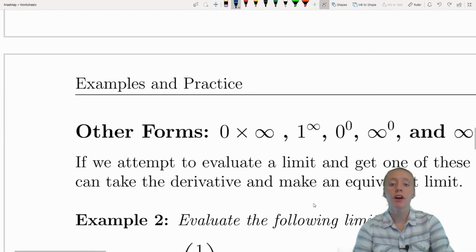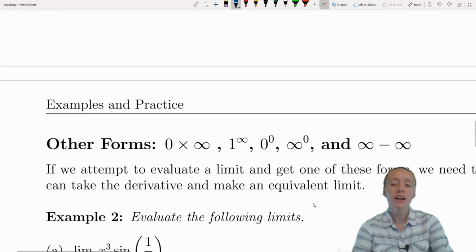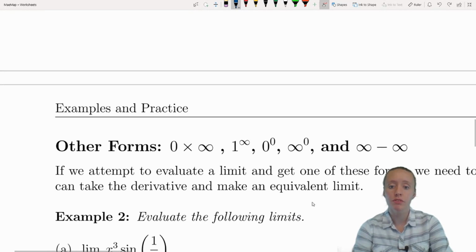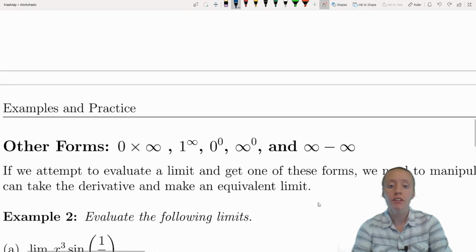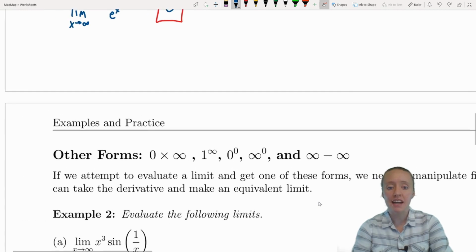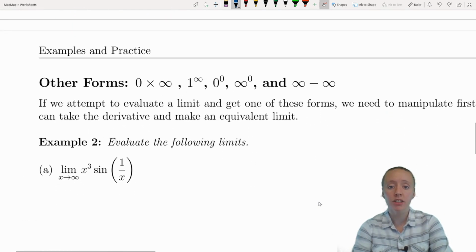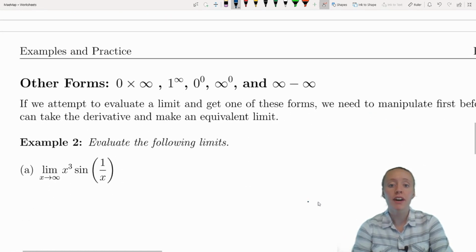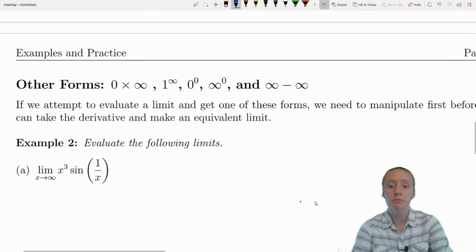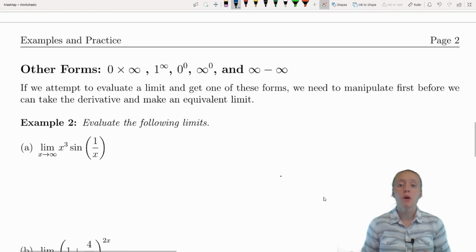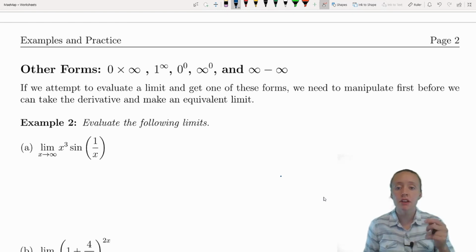Next, we're going to talk about other forms. A lot of times we might not get infinity over infinity or 0 over 0 right off the bat, but we need that in order to evaluate the limit. So if we attempt to evaluate the limit and get one of these forms, either 0 times infinity, 1 to the infinity, 0 to the 0, infinity to the 0, or infinity minus infinity, well, we're going to need to manipulate first before we take the derivative and make an equivalent limit.